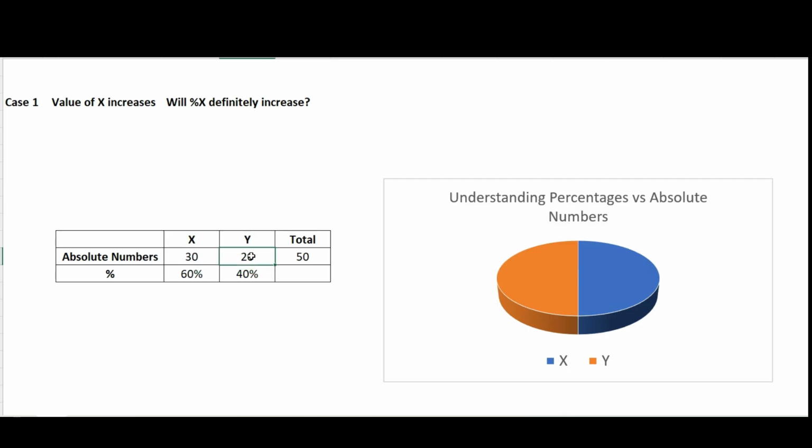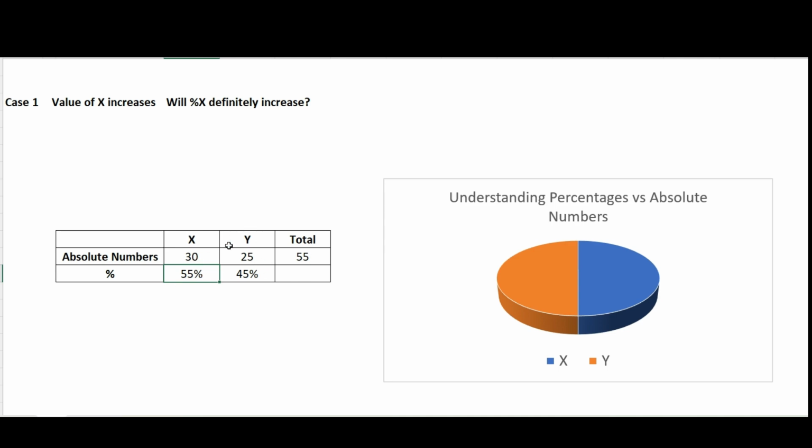You can see that y has not increased here. Total has increased from 40 to 50 and percentage of x has increased. Now this is a case in which y was constant. There was no change. What if y also increases? Let's say y increases from 20 to 25. Again, the total increases, the percentage of x also increases.